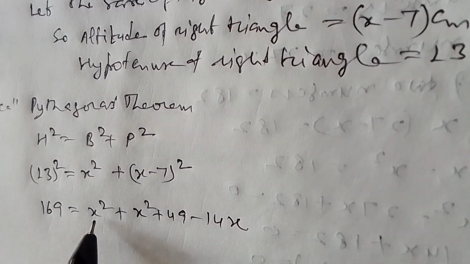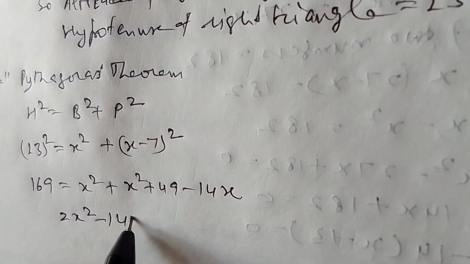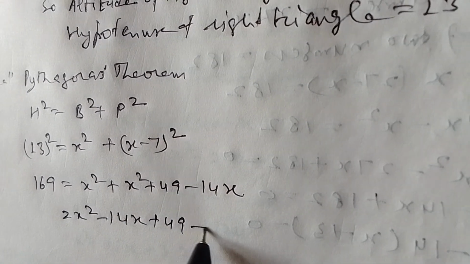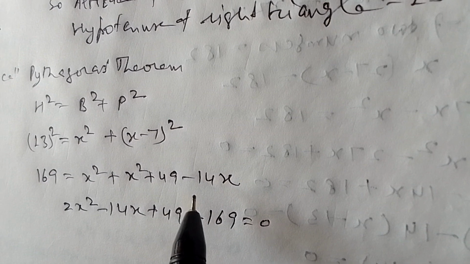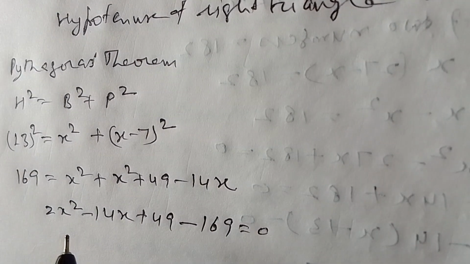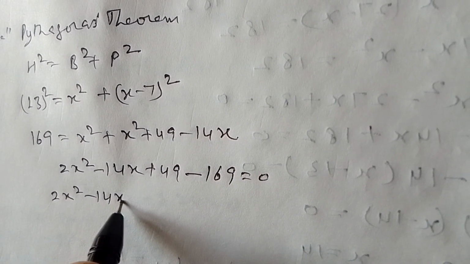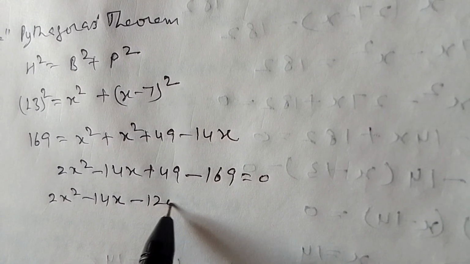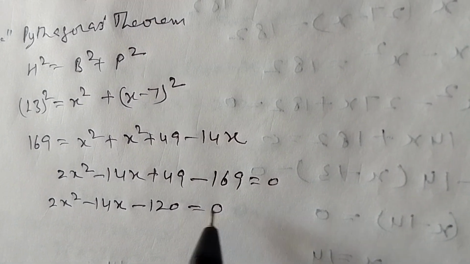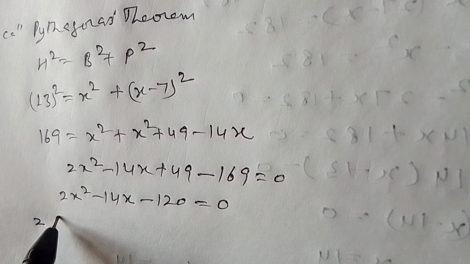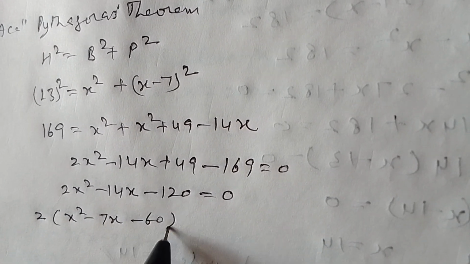So x square plus x square becomes 2x square minus 14x plus 49 minus 169, because when we carry 169 to the other side it becomes a minus sign. So it becomes 2x square minus 14x minus 120, because 49 minus 169 comes out to be minus 120. Here taking 2 common outside, it becomes x square minus 7x minus 60 is equal to 0.